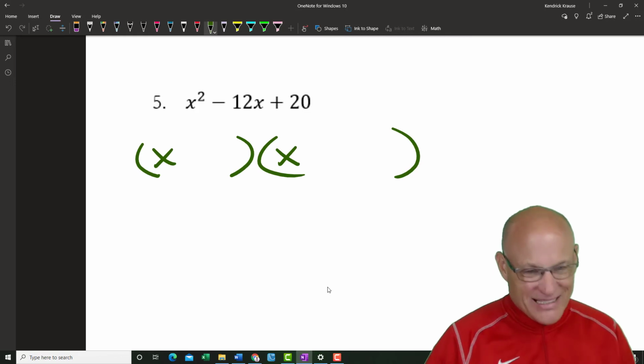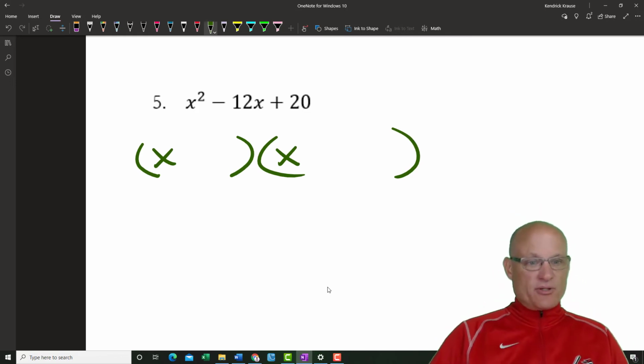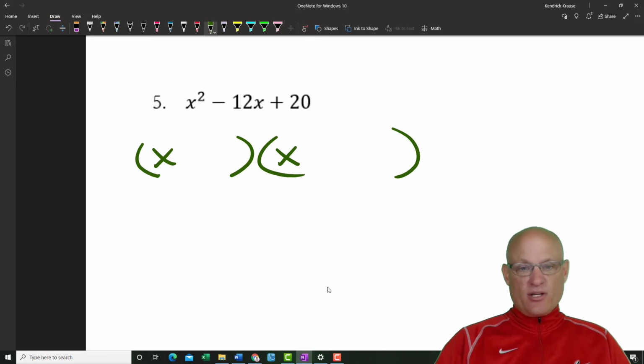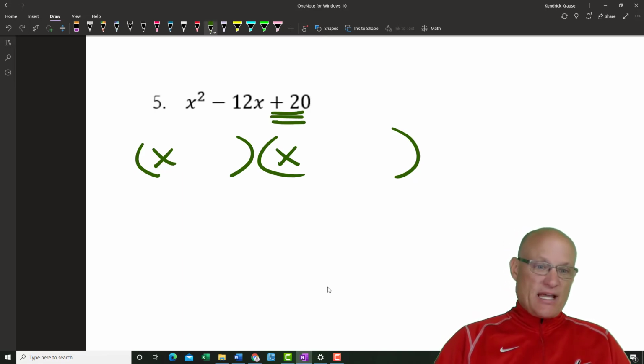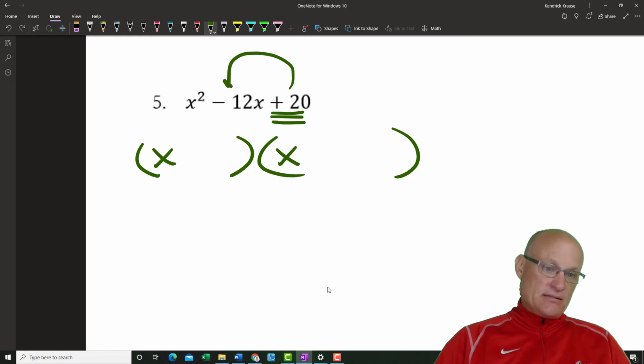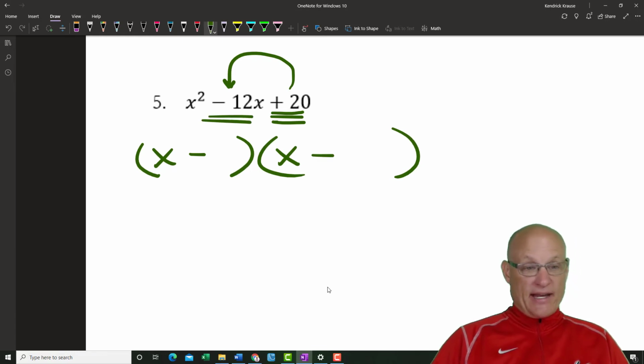So positive 20. Oh, I might have messed this one up. Oh, no, I didn't. I did rock like a rock star. So I need two numbers that multiply to 20, but they add to negative 12. Oh, because this is positive, I need two negatives. And I need two negatives because when I'm done, I got to have it adding up to a negative.